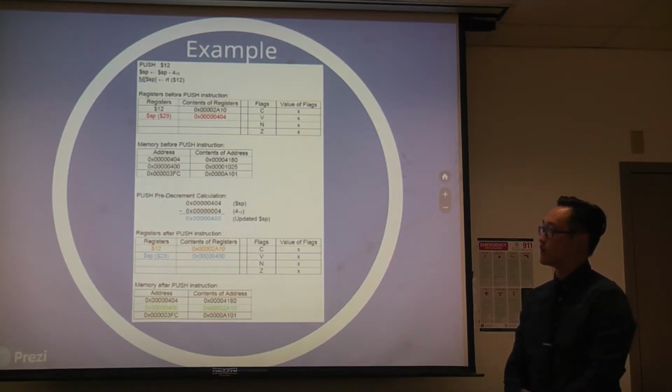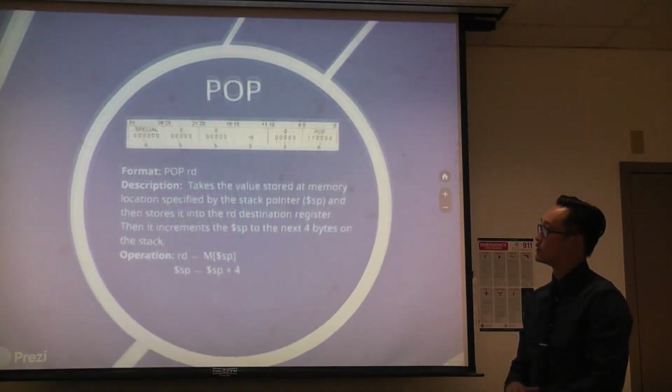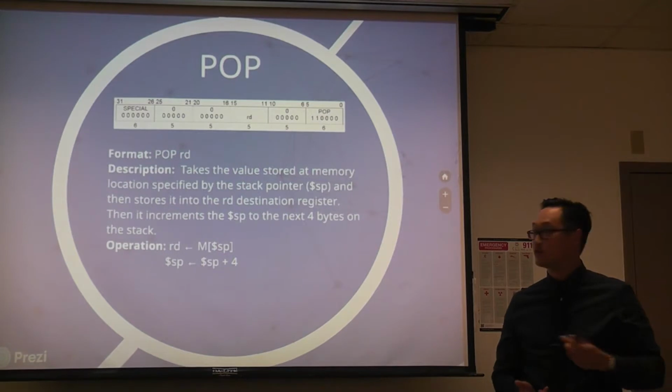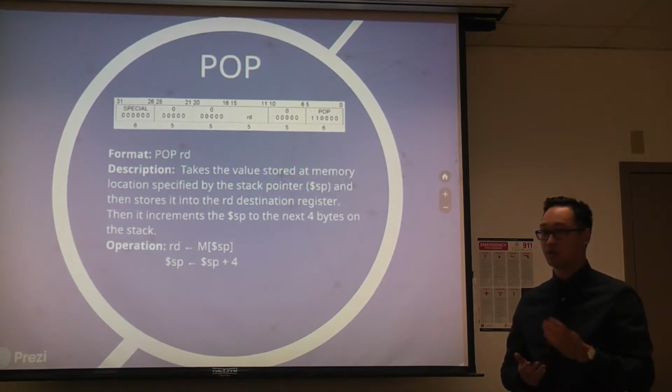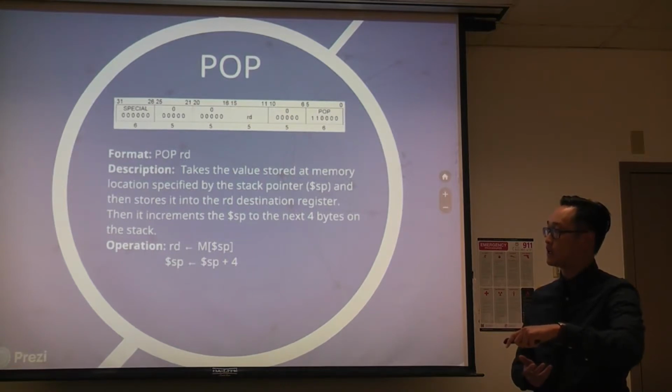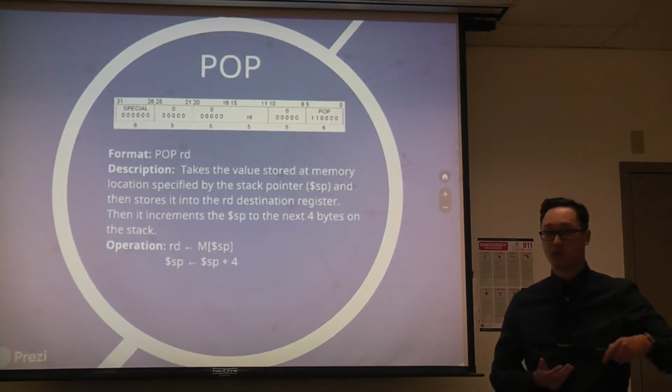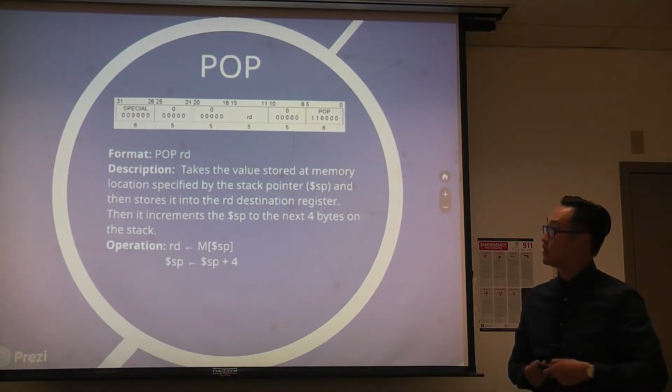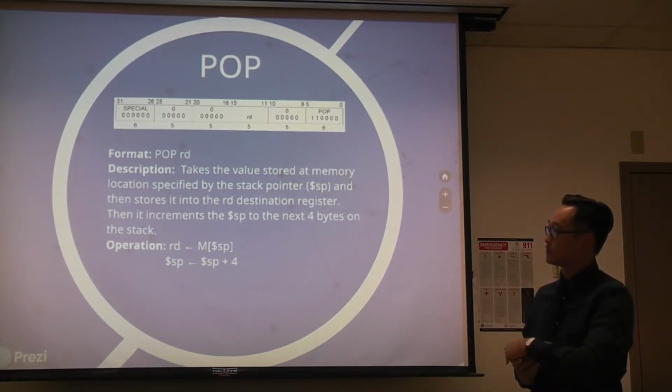So we can go ahead to the next one. Our next one is pop. Instead of doing a pre-decrement, we're doing a post-increment for pop. It's the same thing, except now we're taking the memory address the stack pointer is pointing to, then we store it into the destination register. Again, we just didn't use an E key.